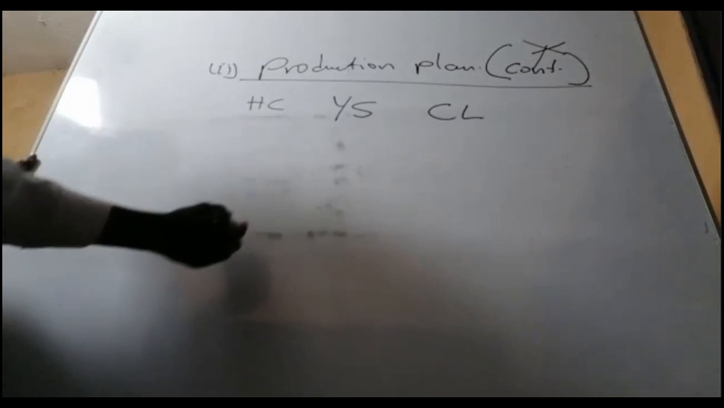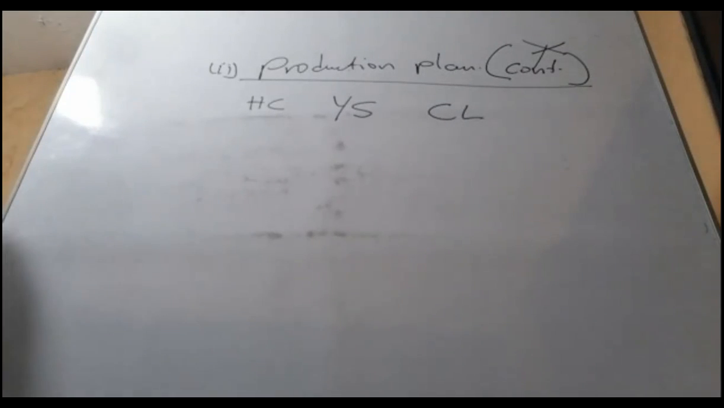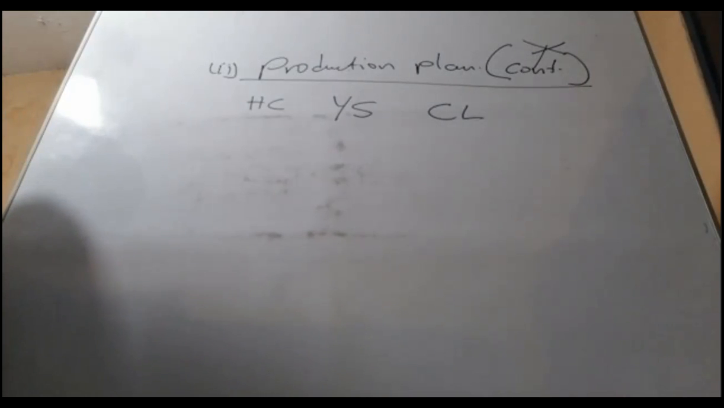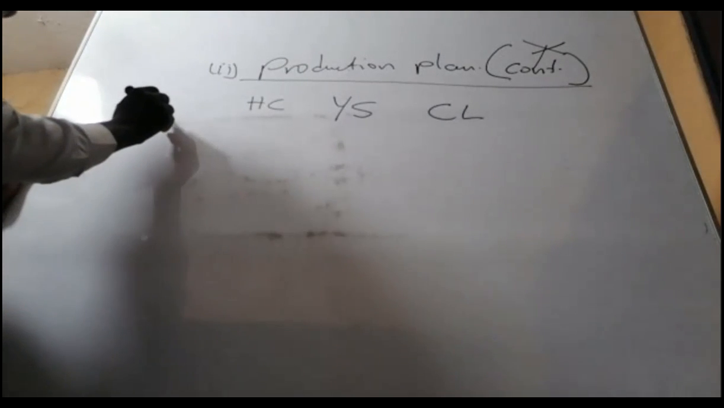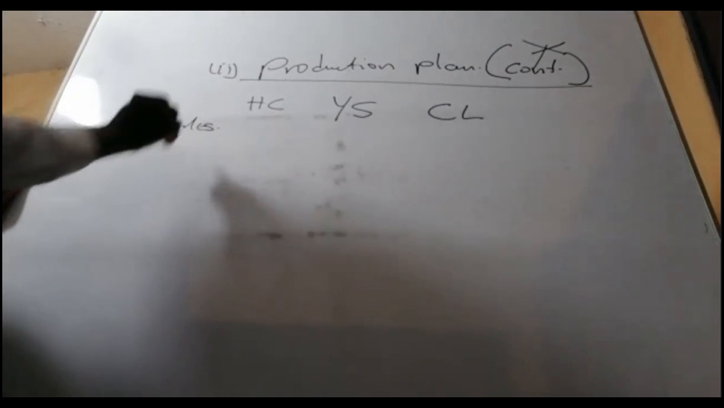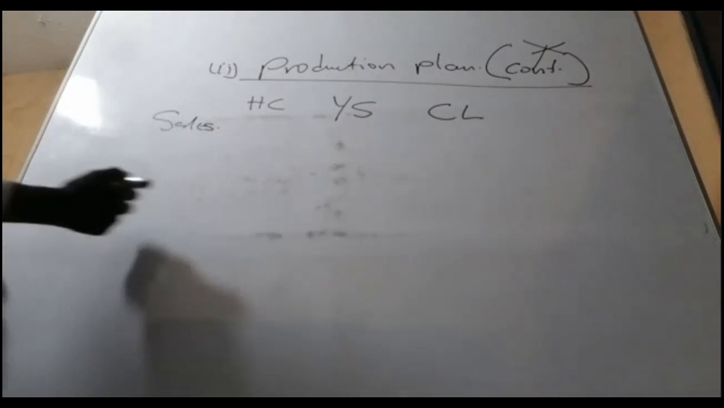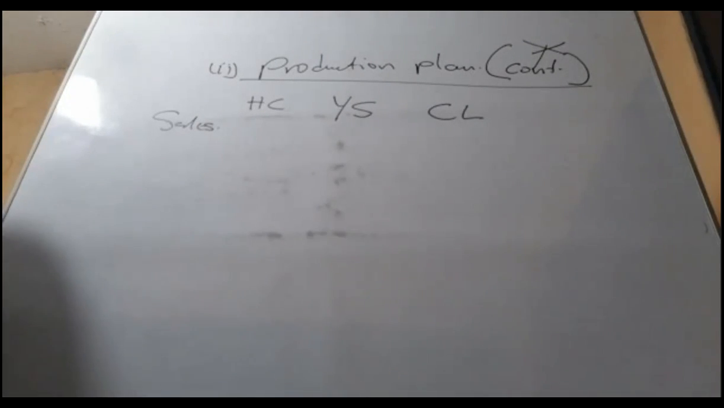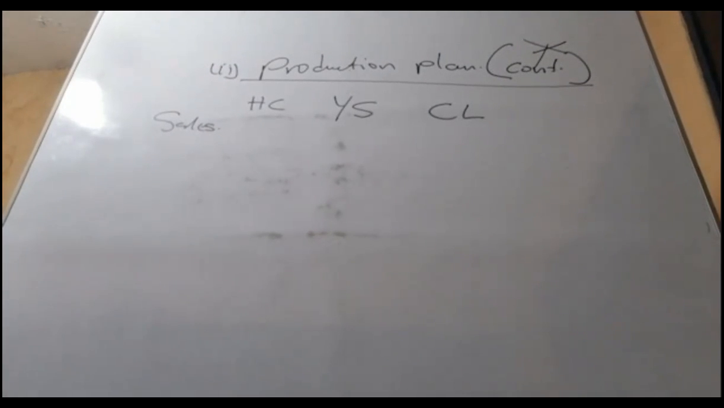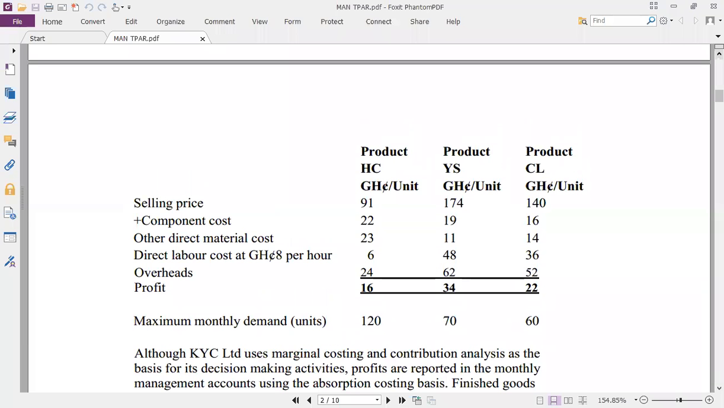Now to find contribution, how do you find contribution? Sales minus variable cost. So we go to sales price and we list all the variable costs, then put them in brackets. Now let's go to the question, or if you have the hard copy too, you can flow with me. Good. According to the question, the selling price is 91, 174, and 140. So let me record them.